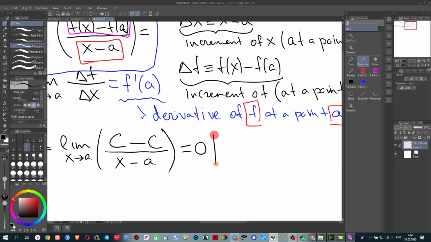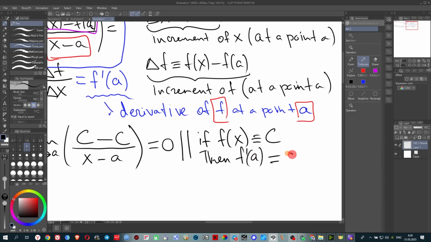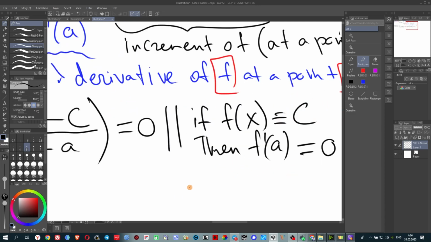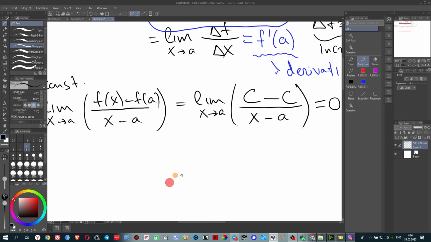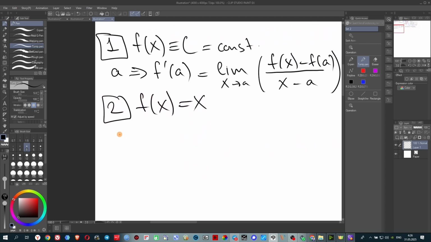Okay, so what is our conclusion here? Our conclusion is if f of x is a constant function, then f prime of a is always 0, at any point a. It is our first example, very simple one, right? Perfect, let's go to the second example. A little bit more difficult. f of x equals x. If we fix some point a, what would be f prime of a here?